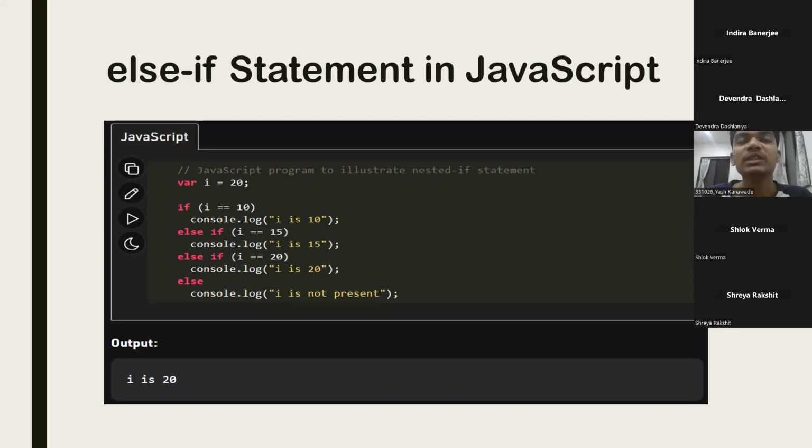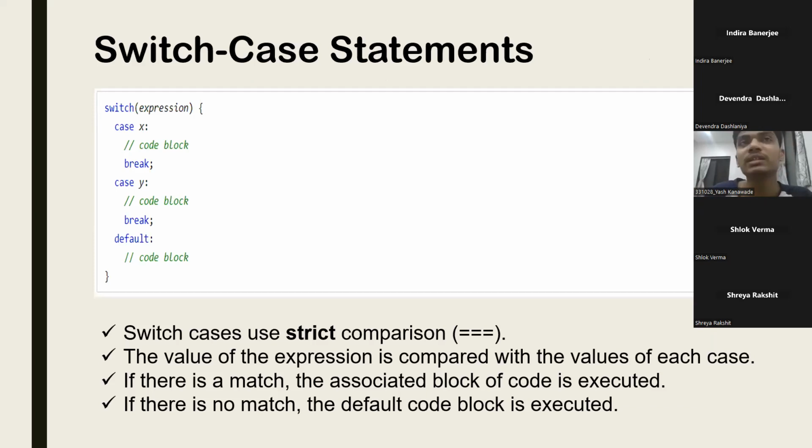Next is the else if statement. Here we can have multiple conditions in order to check whether it is matching or not. Here we have taken a variable i equal to 20. The if condition is not true, and the first else if, i equals 15, is also not true. But the third condition, i equals 20, is true, therefore it prints on the console that i is 20.